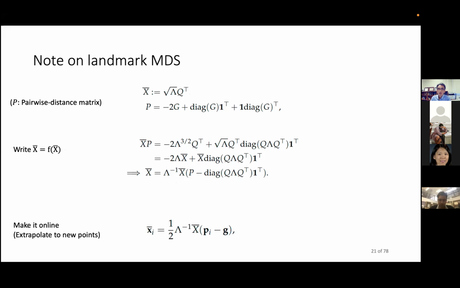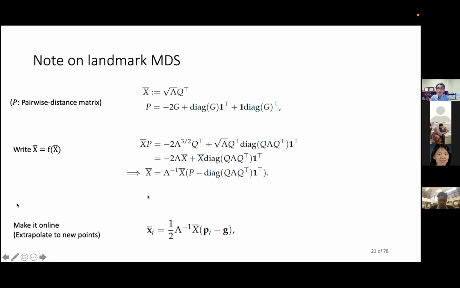What we are trying to do is basically make a batch algorithm into an online algorithm. And I think the idea behind how you do that is you take the whole batch and you write the whole batch as a function of itself. And then you try to extrapolate into an online version by using a subset, and then use this exact same formula for a new point to see.